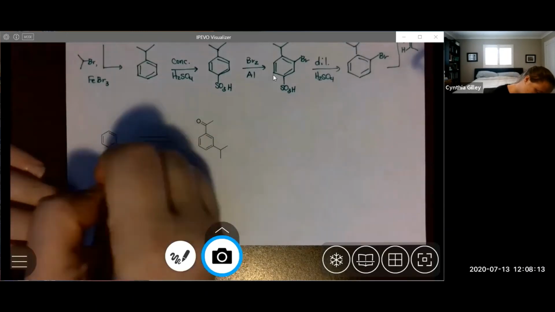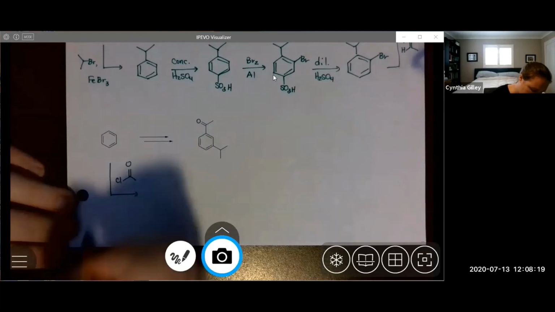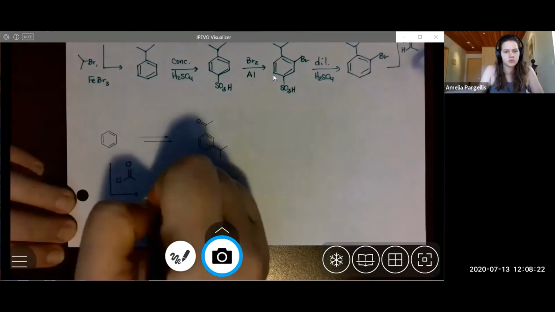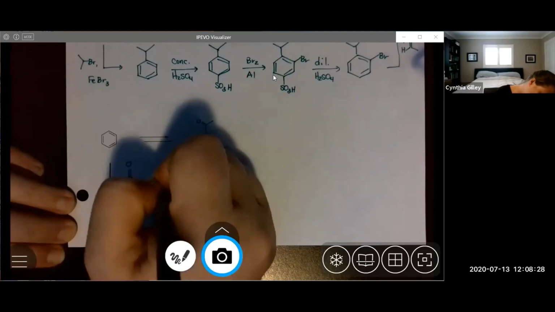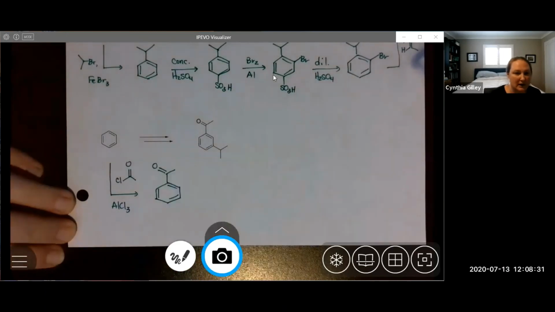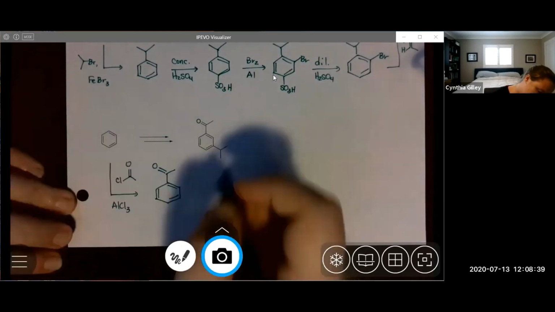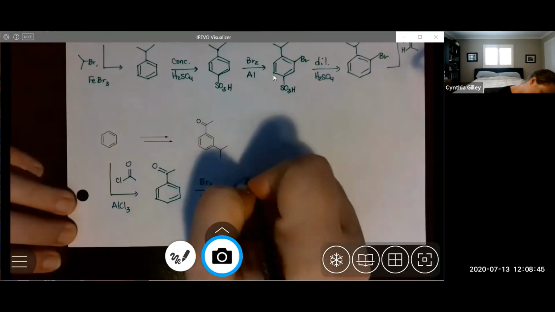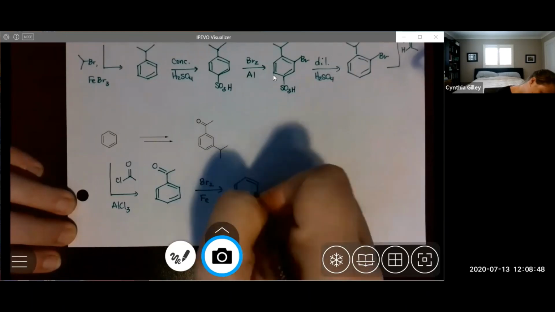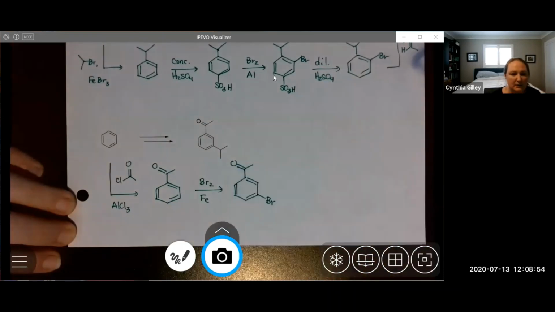So we can first introduce the acyl group on the top, the Friedel-Crafts acylation. And again, you might think, well, I'll just introduce the isopropyl group. It'll go meta, but we can't do a Friedel-Crafts reaction on this ring. So instead, we can introduce a bromine and potentially do a Grignard reaction. The bromine will be directed meta to the ketone.